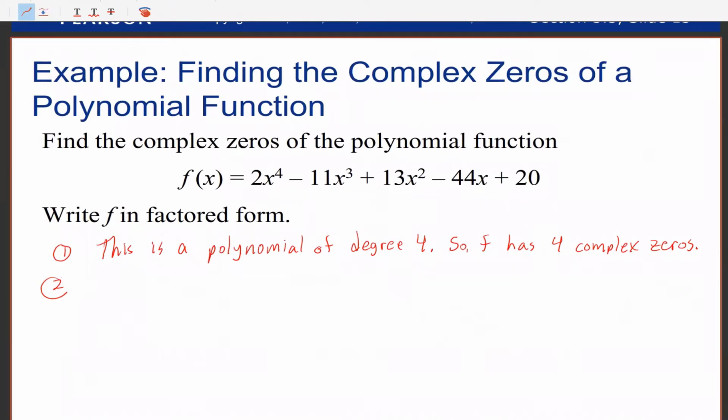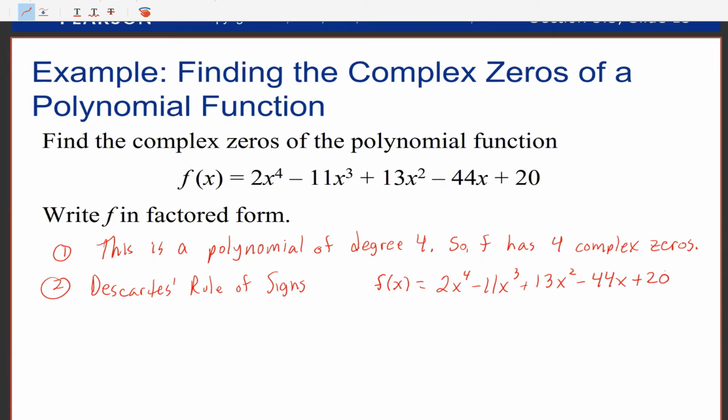The next thing we want to do is implement Descartes' law of signs. Remember, Descartes' law of signs, or rule of signs, tells you how many positive and how many negative real zeros you may have in the polynomial function. So to determine the number of positive real zeros, what you do is look for the number of changes in sign of f of x. So I'm going to write down f of x like that.